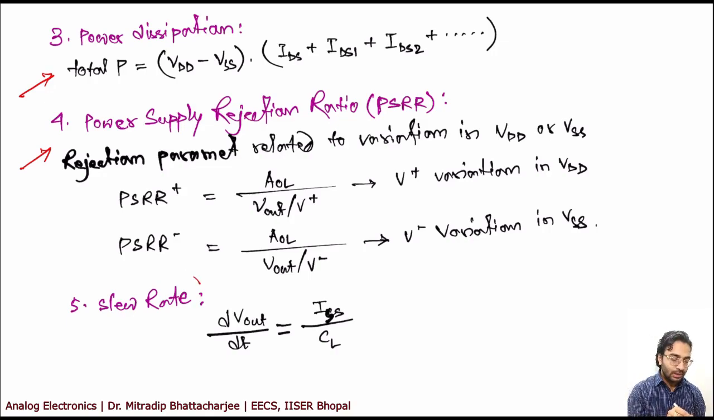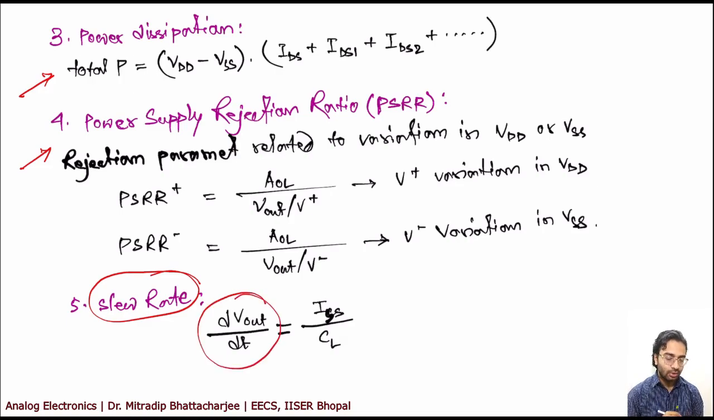Then you have slew rate, which is actually the response of your output with respect to your input, how fast your output is responding with respect to input. It is defined as dVout by dt, which is ISS by CL. So I also have said, if you have a capacitive load, you want this to be charged or discharged faster. In that case, if you want this capacitor to charge faster, you need a higher current to flow. In that case, you need your dVout by dt value to be very high. Previously also I have discussed similar things.